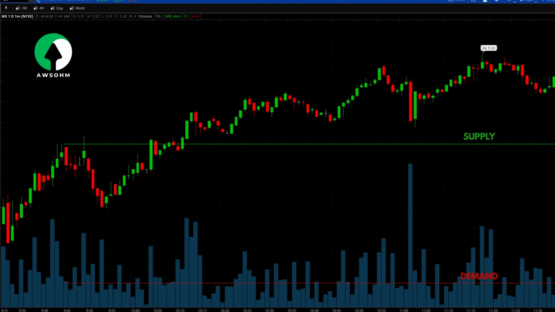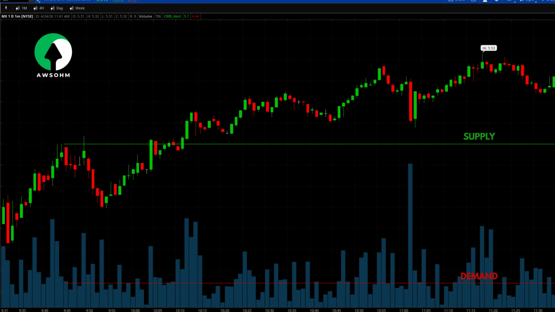Freshness. A zone is strongest the first time price returns to it. If it has been tested multiple times, the orders are likely exhausted. 2. The opening range confluence. The opening range, OR, typically the high and low of the first 5 or 15 minutes, acts as your tactical trigger.